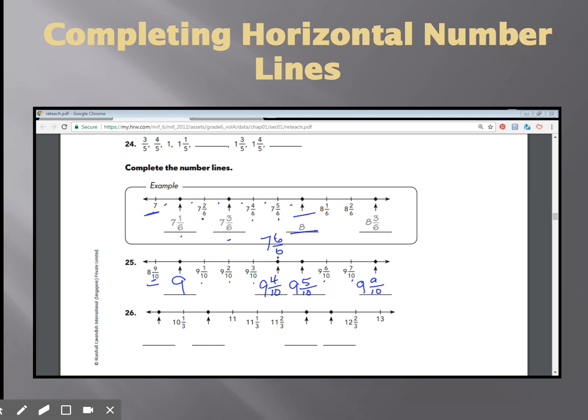Here, number 26, we have 10 1/3 as the first value we know. So before it would be 10 0/3, or just plain 10. Then 10 2/3, 11, 11 1/3, 11 2/3, then 12, and 12 1/3.